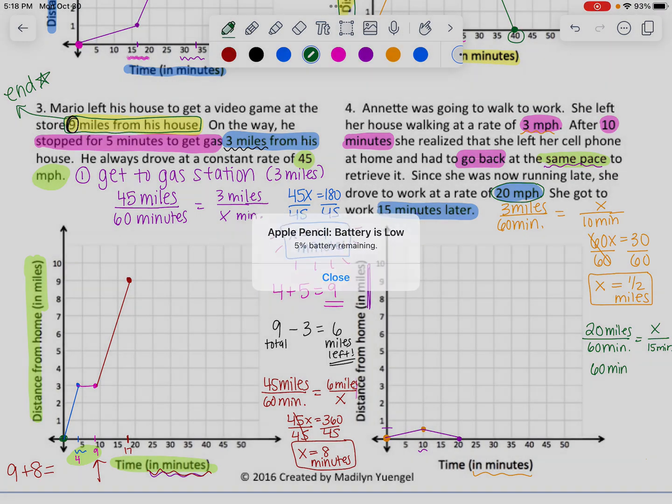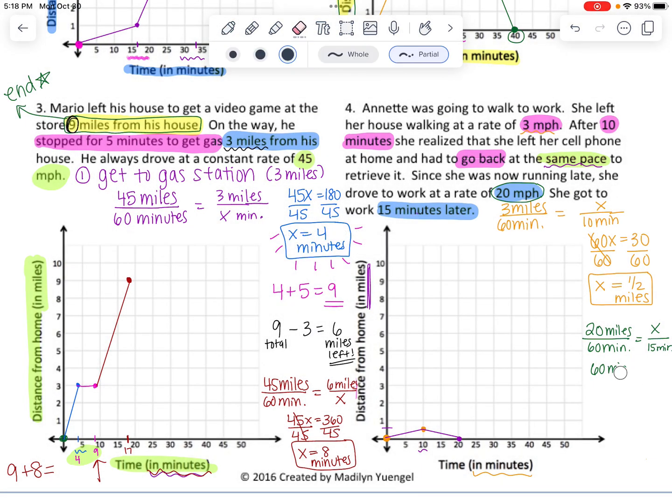You don't need the labels anymore. Okay, so I'm just going to have my 60x equals 300. Divide both sides by 60. And x is equal to 5. 5 what? 5 miles. When you have the words labeled, it's going to help you, I promise. So that means she's gone 5 miles back from home.